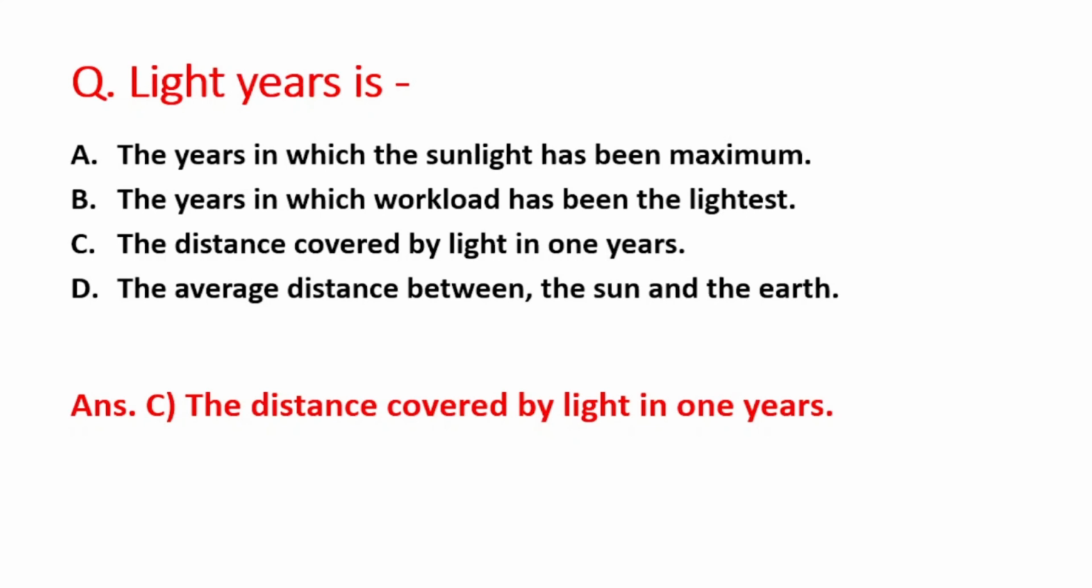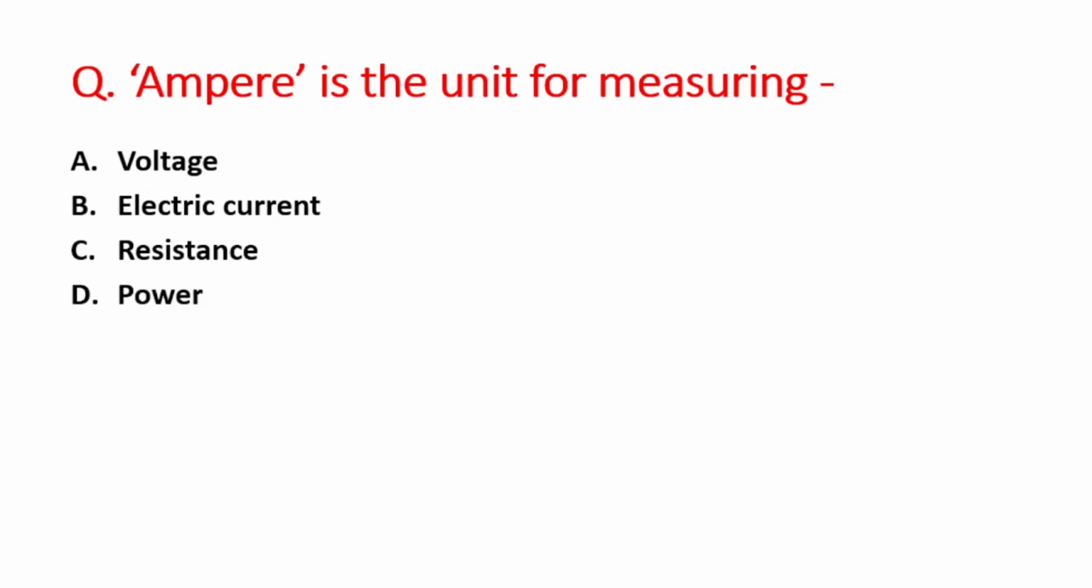Okay. Next question is: ampere is the unit for measuring? A option is voltage, B is electric current, C is resistance, D option is power. So ampere is the unit for measuring the electric current. That is option B, the right answer.